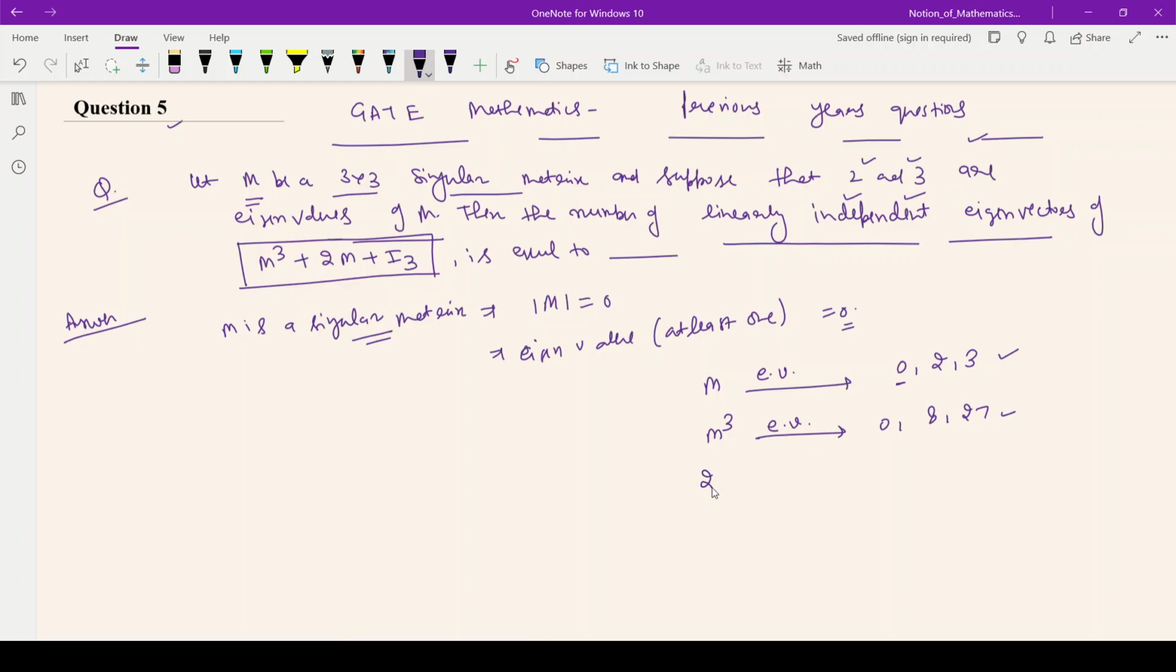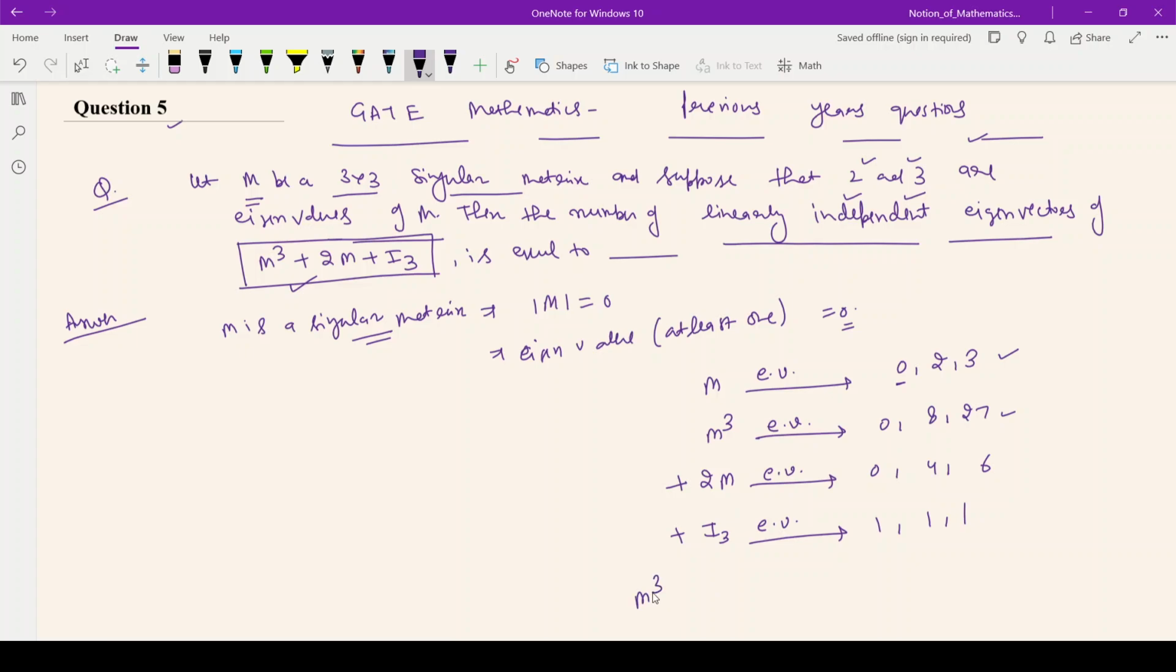What will be the eigenvalues of twice M? These will be 0, 4 and 2 into 3, which is 6. And then what are the eigenvalues of the identity matrix? 1, 1 and 1. So I need to take the eigenvalues of M cube plus 2M plus I3, where I3 is the identity matrix of order 3.